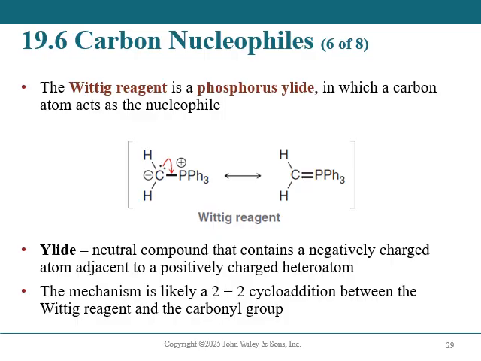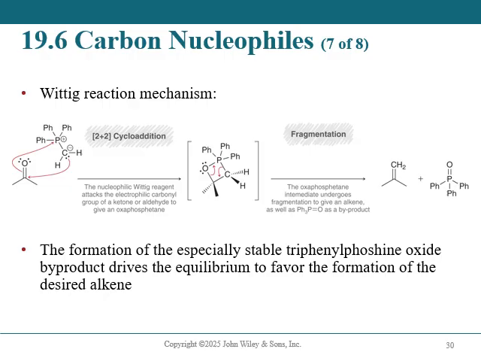The mechanism is likely a 2+2 cycloaddition between the Wittig reagent and the carbonyl group. We see the proposed mechanism. It's the most likely path that we know of. You see the attack here, and then the electrons on the pi bond, instead of going to the oxygen, go to the phosphorus in this case. So that will be the 2+2 cycloaddition.